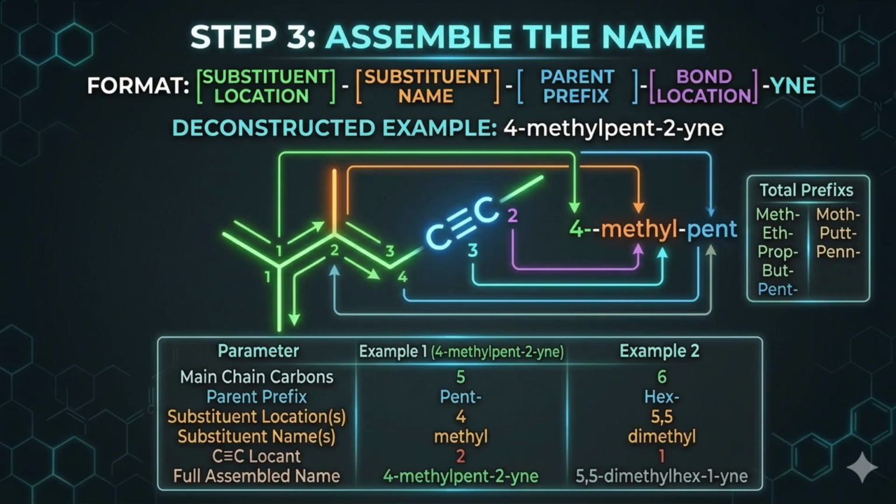When you put it all together, 4-methylpent-2-ene, you've created a unique, scientific, social security number for that molecule. No matter where you are in the world, any chemist looking at that name will draw the exact same structure. And there you have it, you've just mastered the art of naming alkynes.